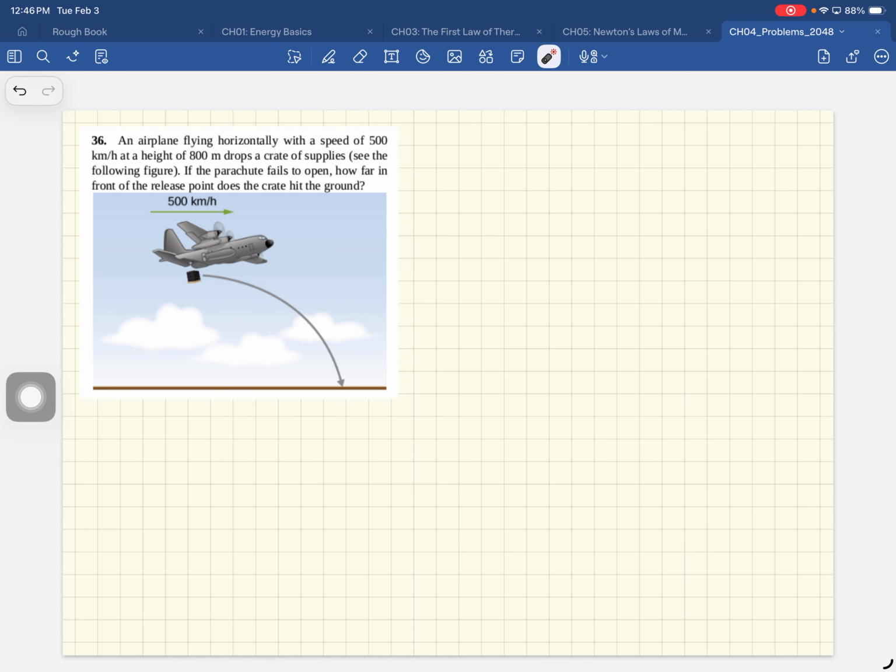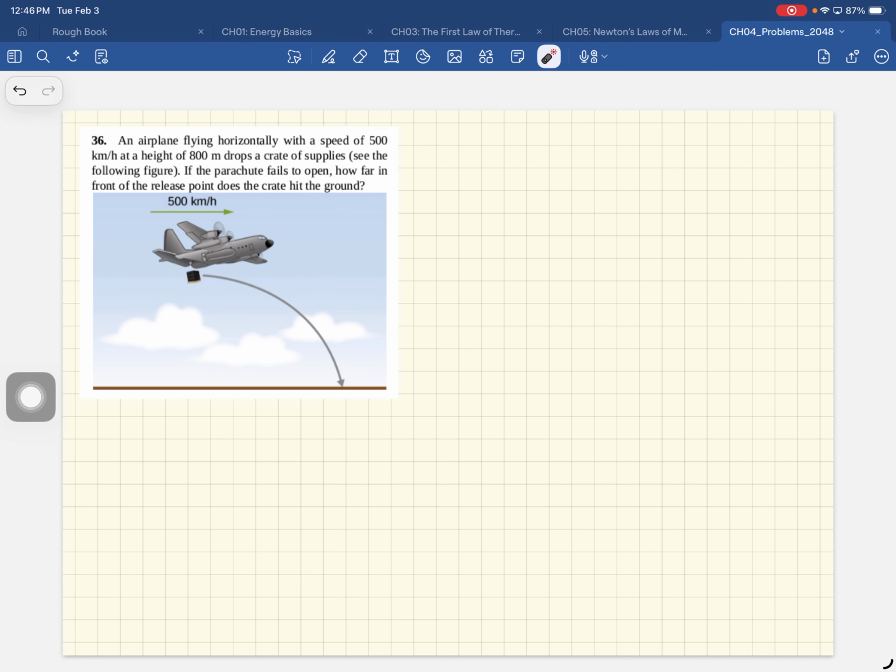All right, so here's a similar problem, except that now we're dropping this from a much higher height and shooting it with a much greater velocity. An airplane flying horizontally with a speed of 500 kilometers per hour at a height of 800 meters drops a crate of supplies. If the parachute fails to open, how far in front of the release point does the crate hit the ground? So you release it there, and you want to find this distance.